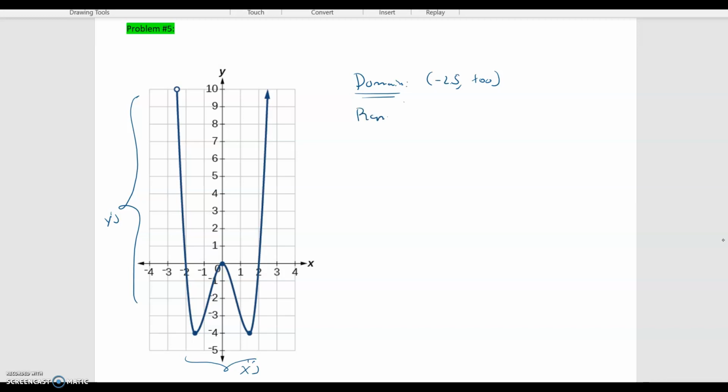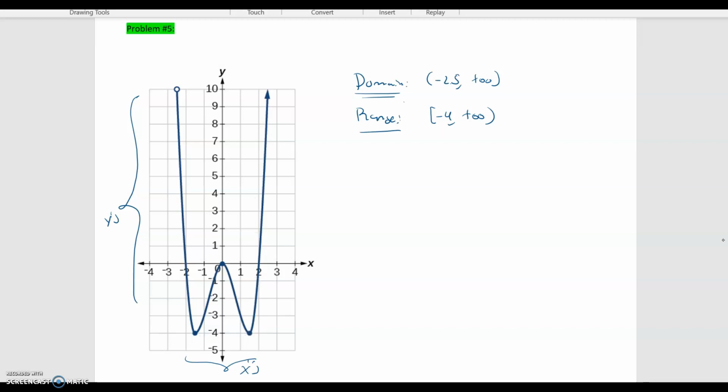The range is going to start at -4 bracket and then go all the way to positive infinity. And then once again, your x's or your domain from -2.5 all the way to positive infinity. The range from -4 towards positive infinity.